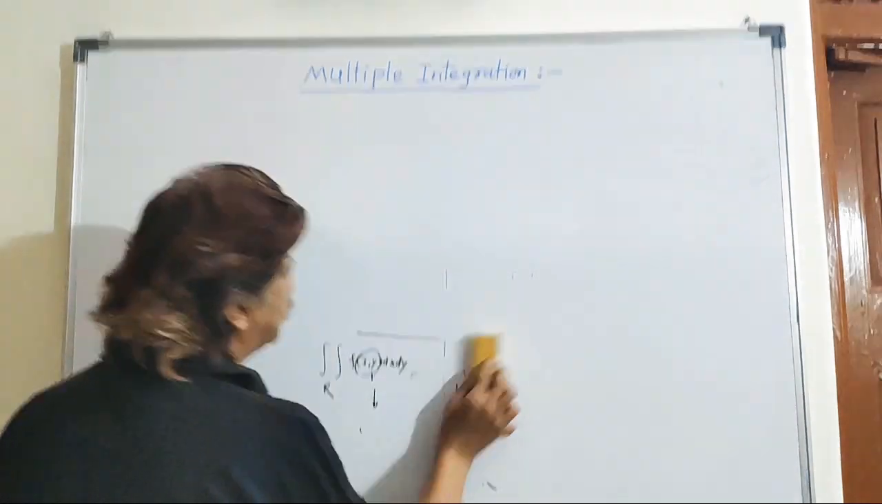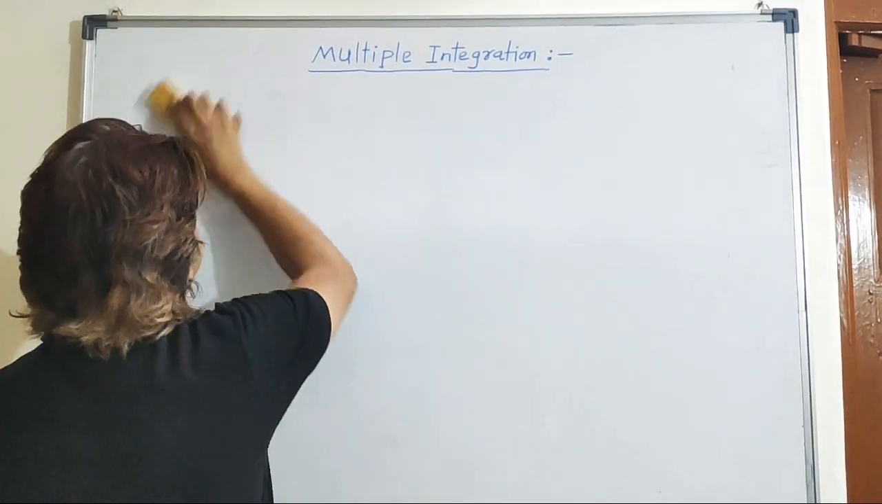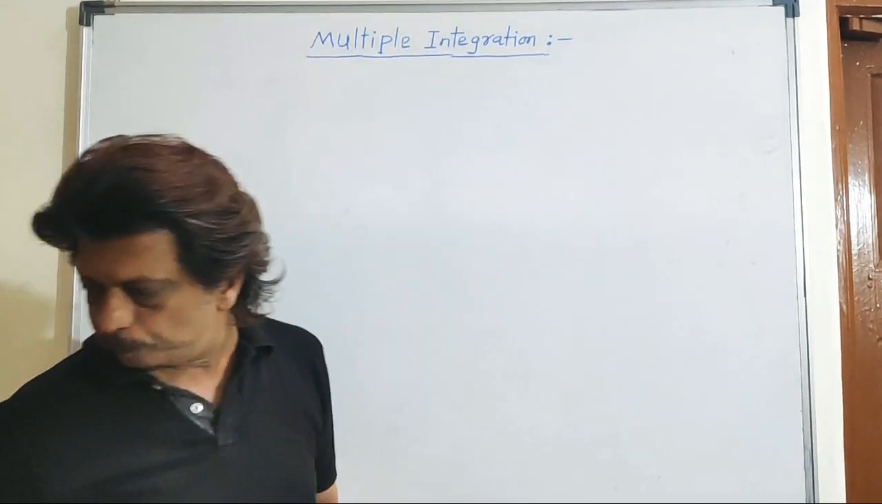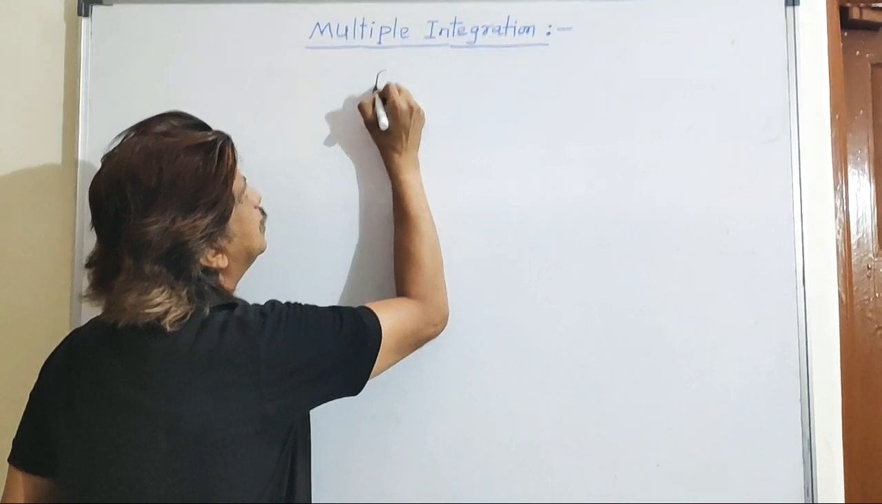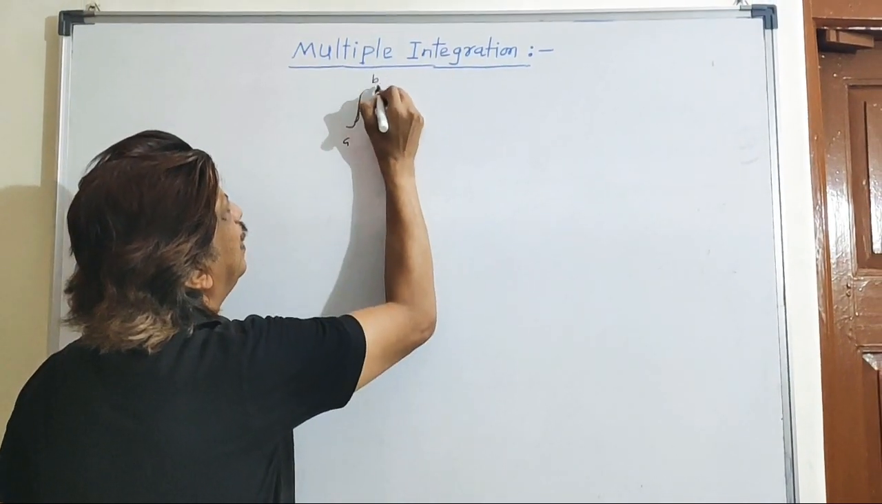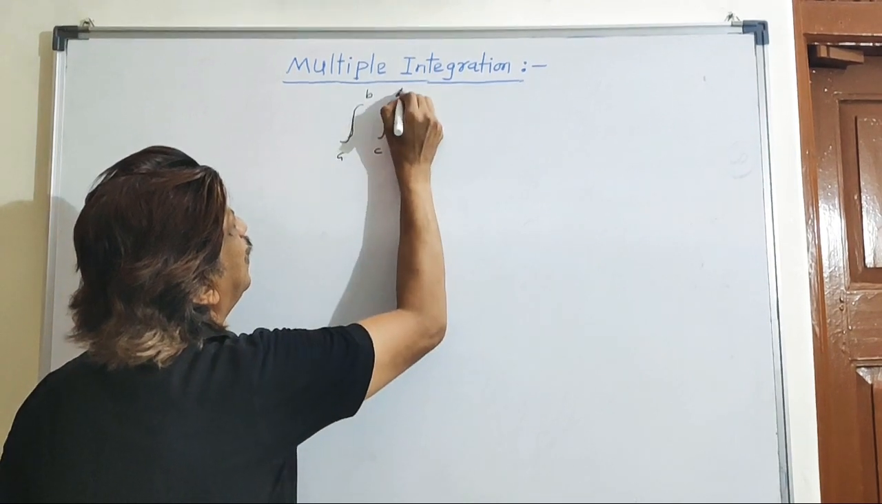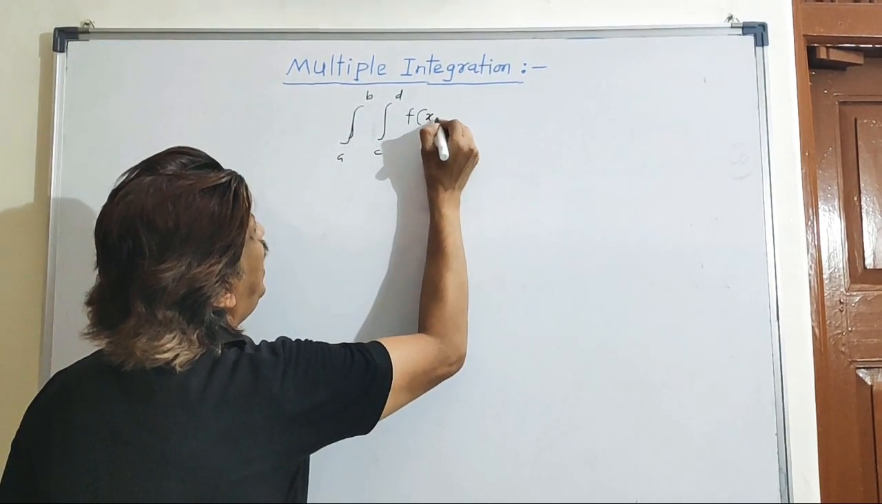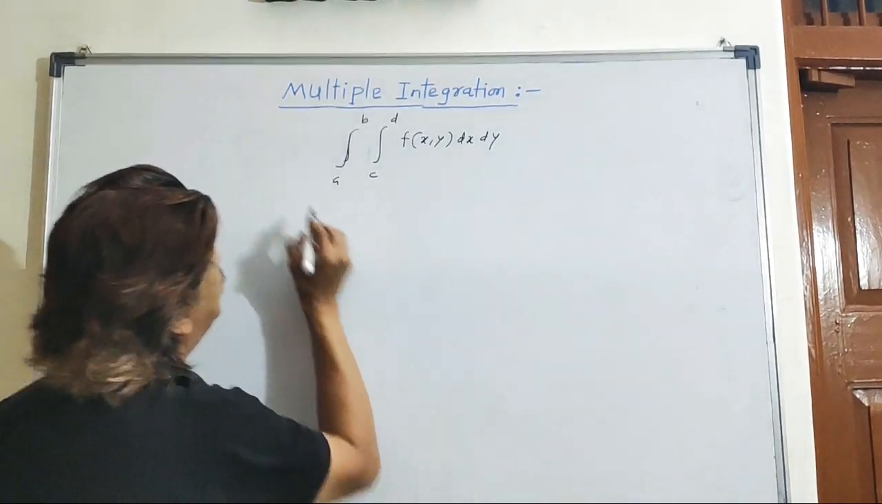Basically there are three types of double integral. These three types are: type 1 is integral a to b, integral c to d, f of x y, dx dy. This is type 1.